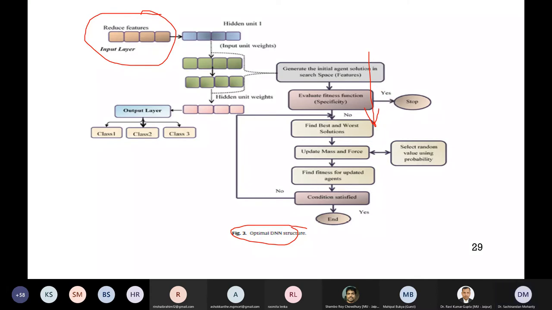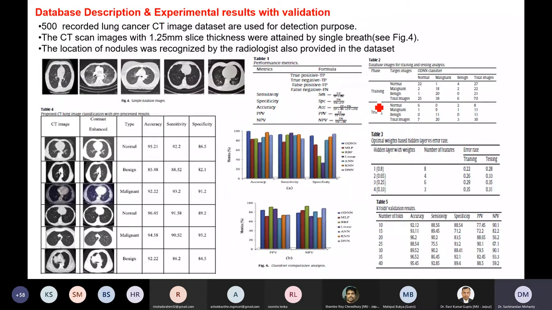Now coming to the database description, as I already told you, these are the images. So we can ask the question, how do we input the images? Input images in the sense that you have to put in the features of the input images, that's all. When you input the images, you are considering a 5-fold, or k-fold, validation.